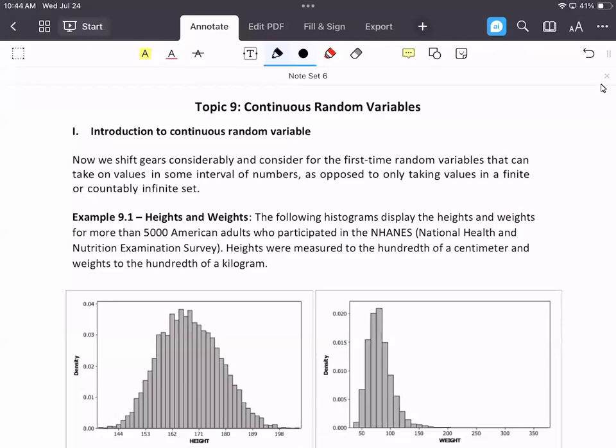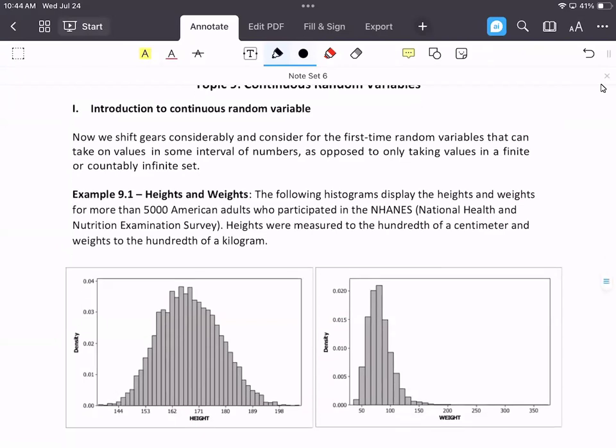Let's move on from discrete random variables to continuous random variables. So we've talked a little bit about continuous random variables a little ways back, but now this is where we're going to focus on them. This is the first time when we're looking at random variables that they can take on values in some interval of numbers. So it's not countably finite. You may be like, well, what do you mean? Let's take a look at some examples.